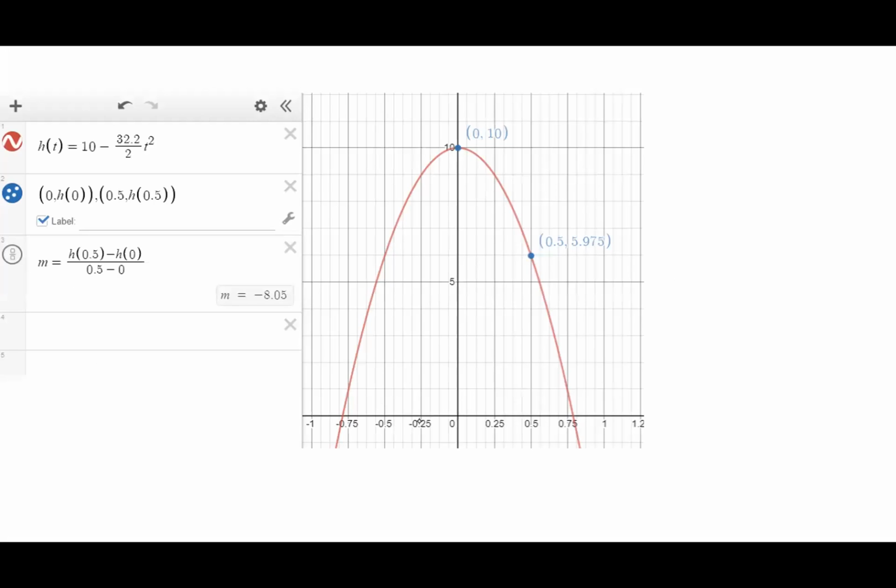So this is where we left off yesterday. This was an example of displacement in time. The y-axis was the height of a basketball, and the x-axis was really the t-axis, the time axis.